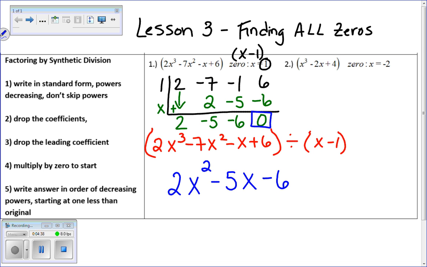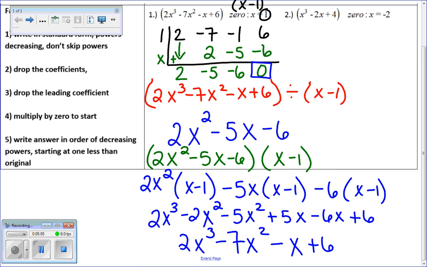Okay? So on your own, I'm going to ask you that you pause the video, and I want you just to multiply. I want you to multiply the 2x squared minus 5x minus 6 times x minus 1, and I want you to think about what you're going to get before you multiply it, and then you should notice something when you do multiply. Okay, after you've multiplied, you should get what you see in blue, the 2x cubed minus 7x squared minus x plus 6. This is why I hate FOIL.